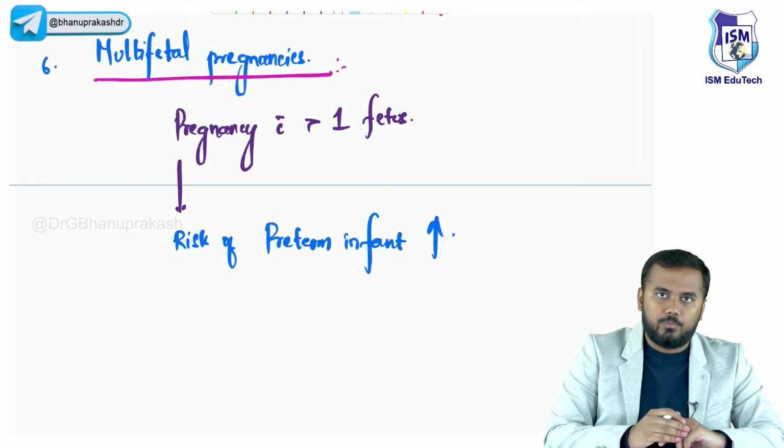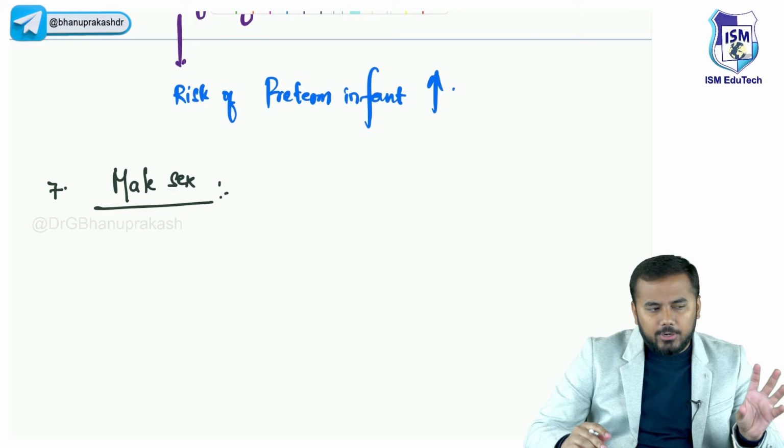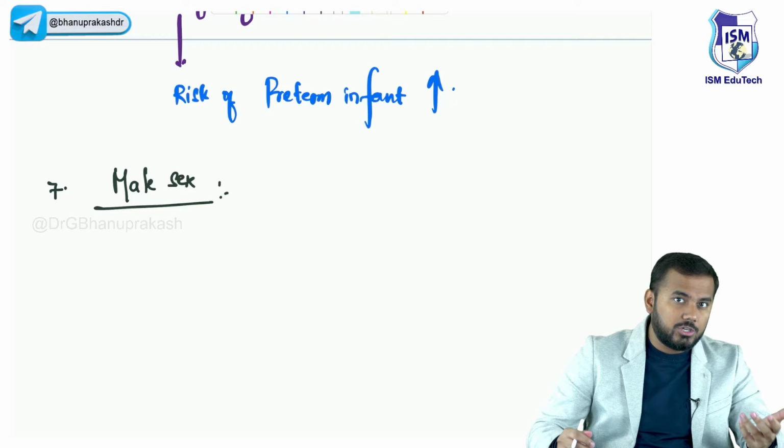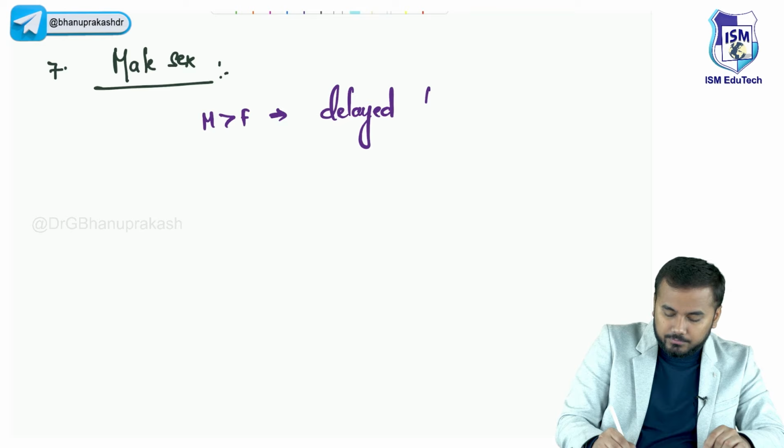And the final important cause which we will discuss now is the male sex. Obviously, the basic thing you have to know is that male lungs mature later compared to female lungs. There is a delay in maturation of male lungs in comparison with female lungs. So, that is why this respiratory distress is most commonly seen in the male. So you just have to know that males have delayed lung maturation than females.